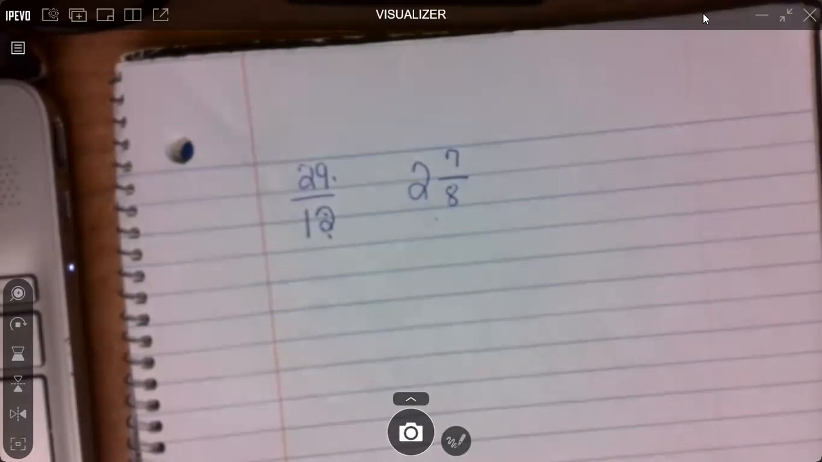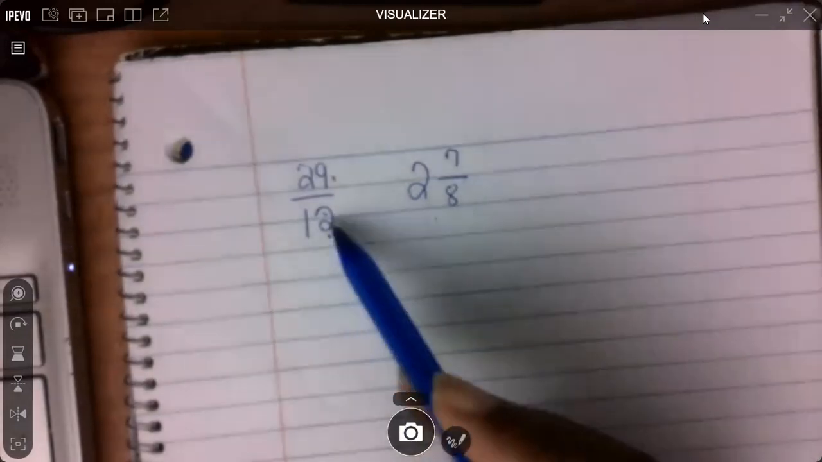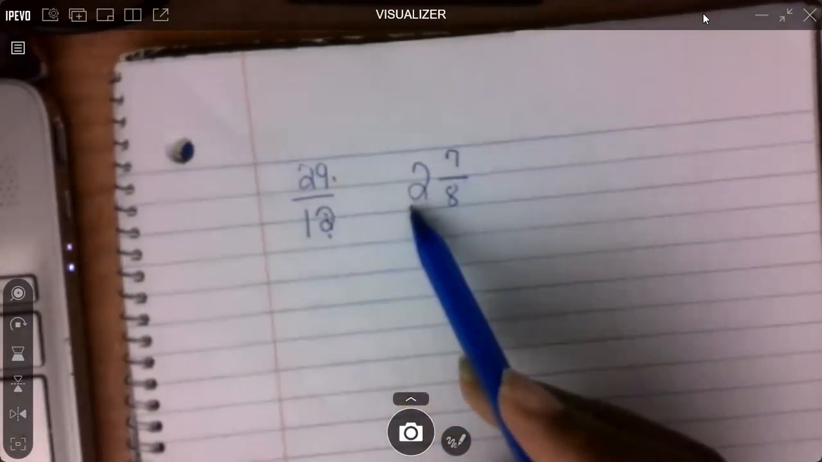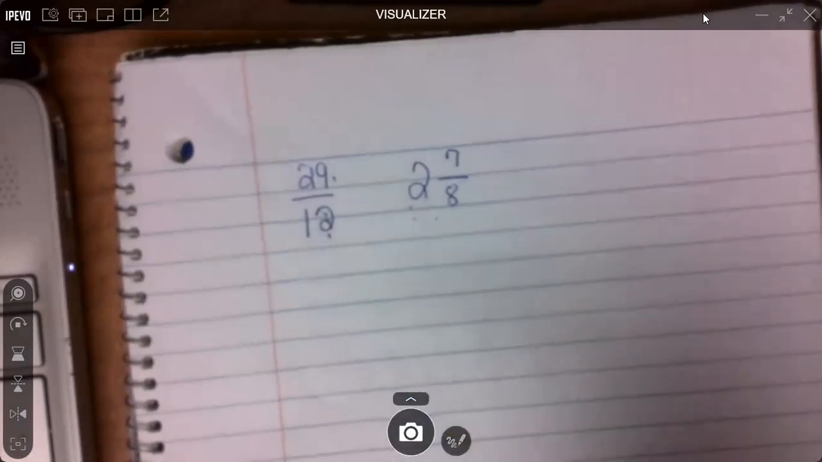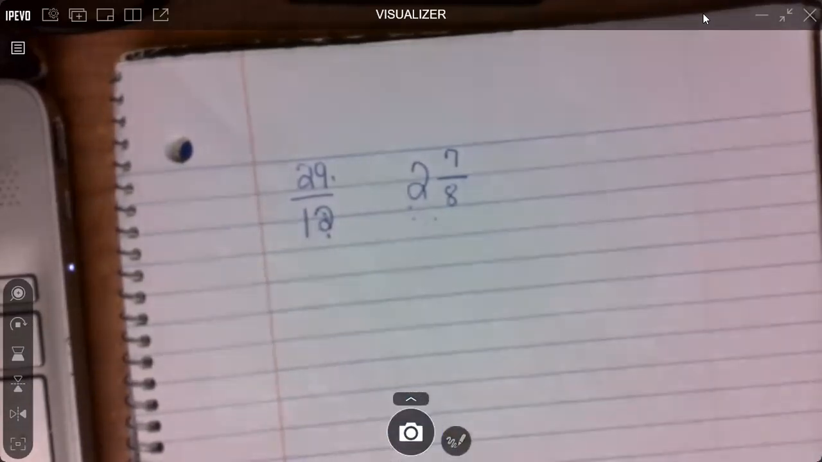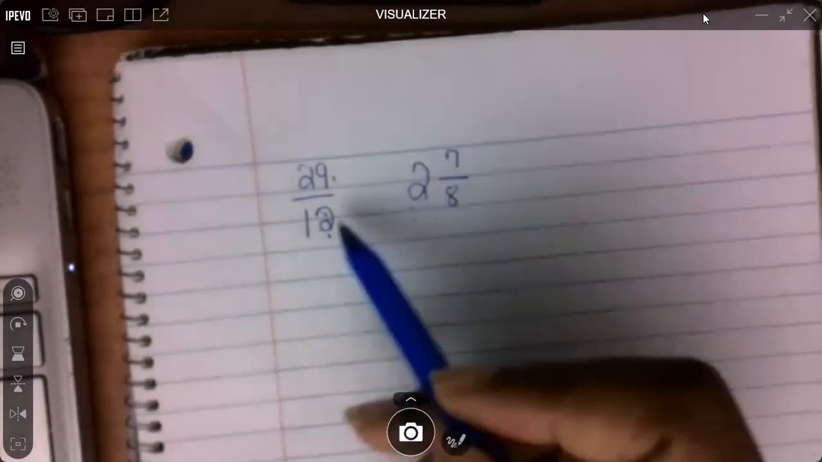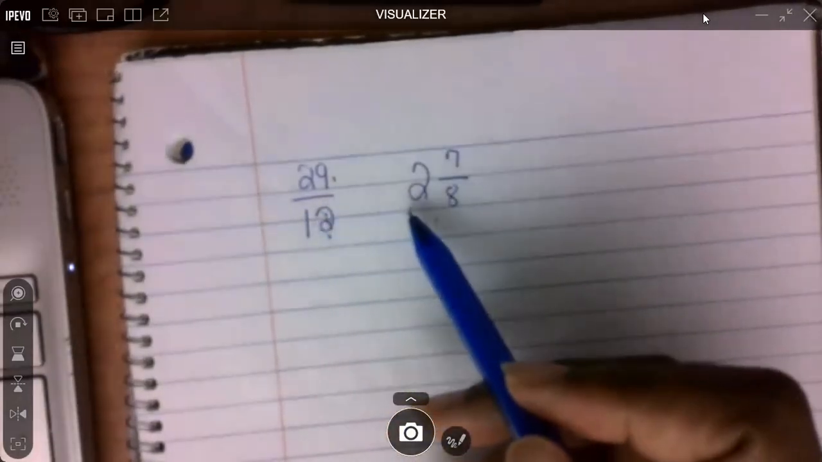So lesson 24 and lesson 25, we learned how to change improper fractions to a mixed number, and then we learned how to change mixed numbers to an improper fraction. So we have to make these the same. Now, I always suggest changing the improper fraction to a mixed number.